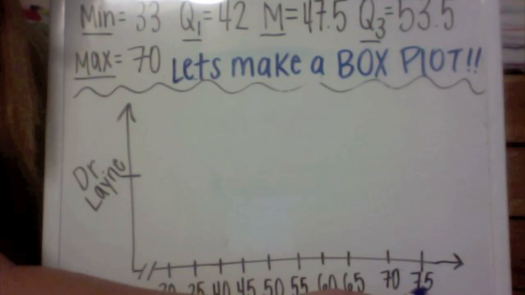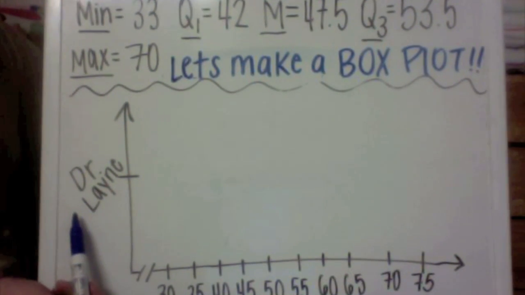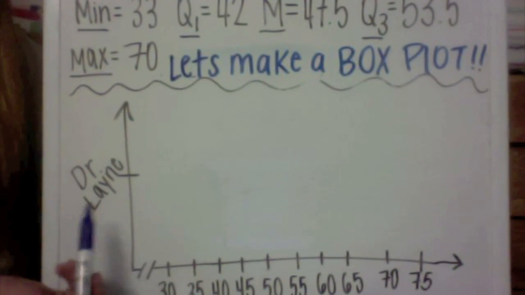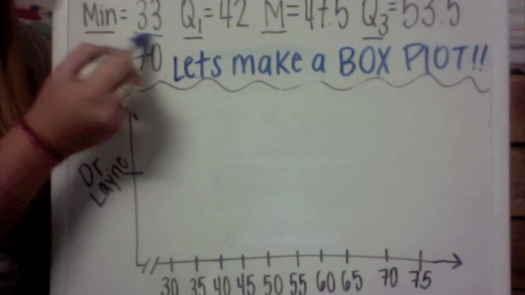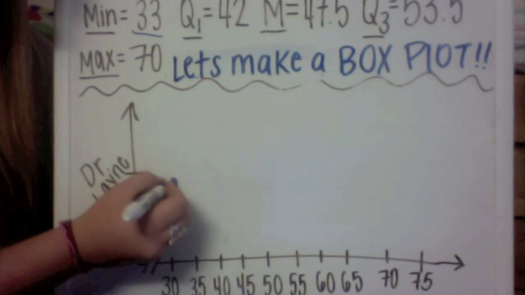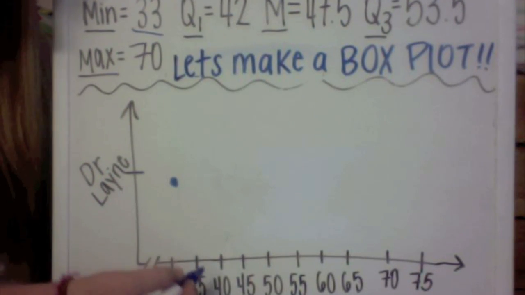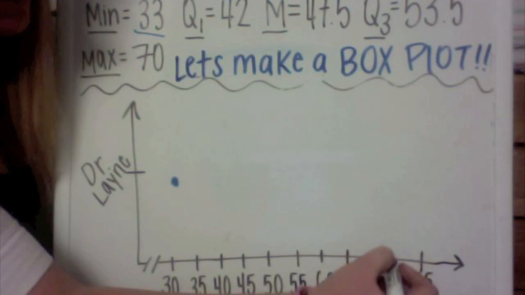It goes from 30 to 75, going up by 5 at a time. We put Dr. Lane over here on the side because he's our single person that we're looking at right now. First, we're going to start with the minimum, which is 33, and we're going to make a dot over here at 33.